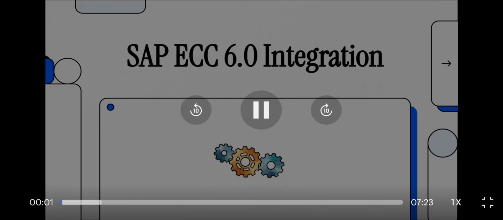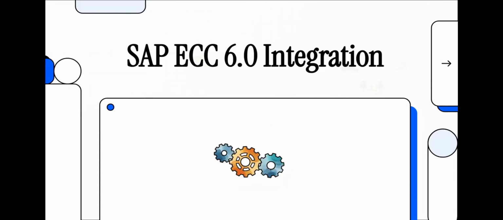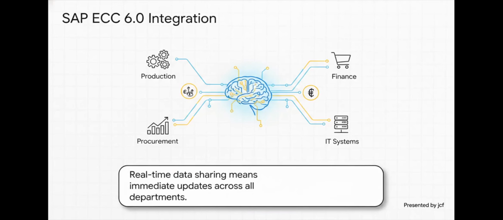Welcome. So, if you've ever found yourself totally overwhelmed by the massive alphabet soup of enterprise software, terms like PP, QM, and PM just constantly flying around, well, you are absolutely in the right place. Today, we're going back to the core principles of SAP ECC 6.0 integration to finally decode all of that. We're going to look at how these really powerful modules actually talk to each other to share real-time data and completely optimize business operations. This explainer is presented by JCF.